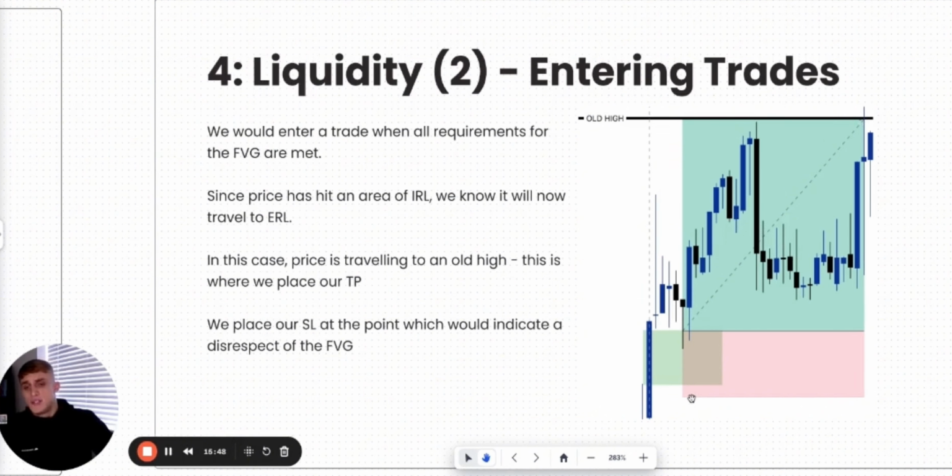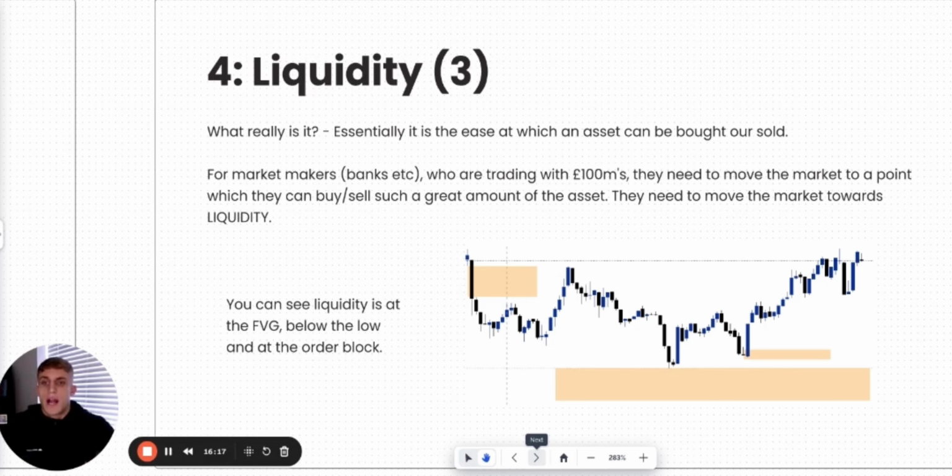In terms of placing your stop loss, what you want to do is basically place it at the point that would indicate a total disrespect of the fair value gap or a change of character within the market. This is a fairly textbook trade, as we never really went into drawdown. Drawdown being when you trade with a loss. We've just had a big push, and it's gone and smashed the take profit fairly quickly. Very nice.